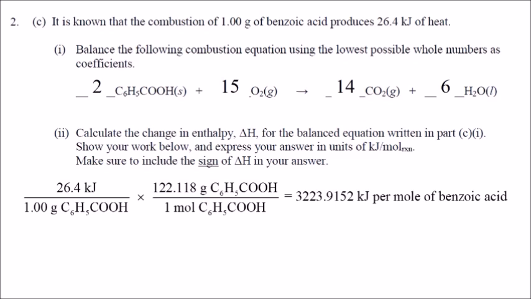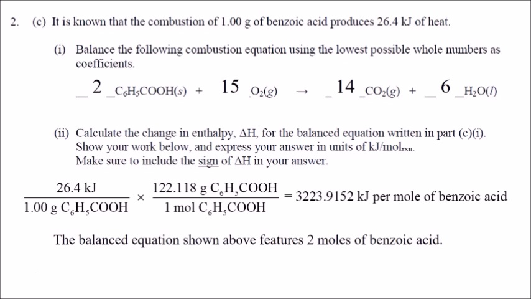3,224 kilojoules per mole. But since the balanced equation features 2 moles of benzoic acid, instead of 3,224, it's going to be 6,448. Don't forget, it's exothermic, so the delta H is negative 6,448 kilojoules per mole of reaction.